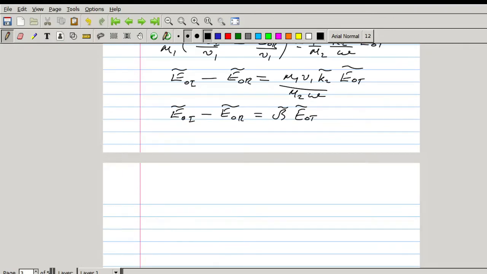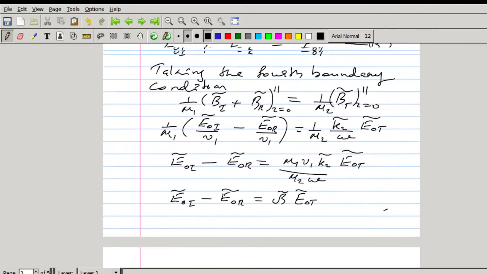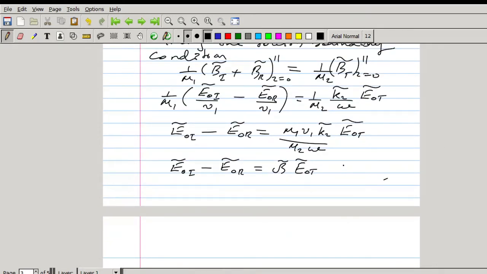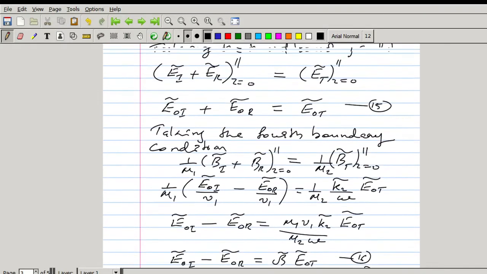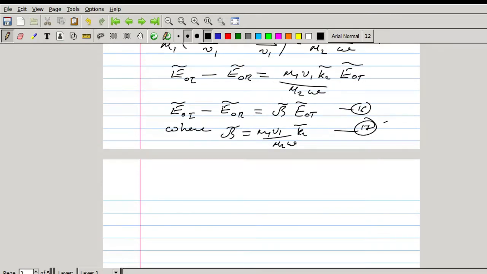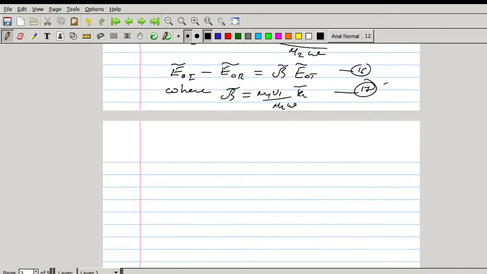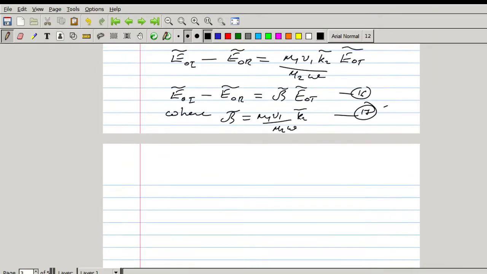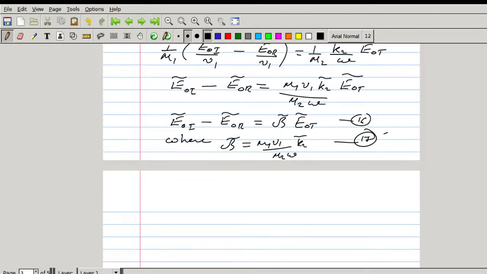This is equation number 15, equation number 16, where complex beta is equal to mu1 V1 by mu2 omega K2. So this is equation number 17. Now, solving equations 15 and 16, we can find the amplitudes of the reflected wave and transmitted wave in terms of the amplitude of the incident wave.